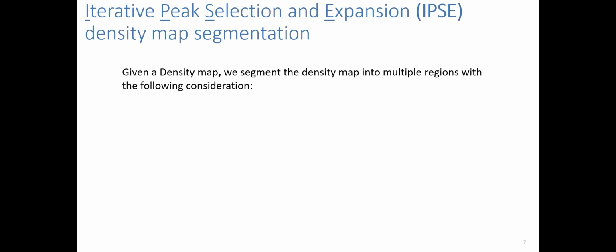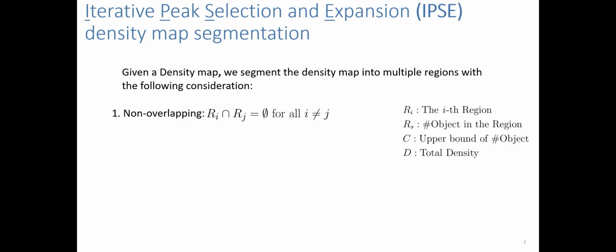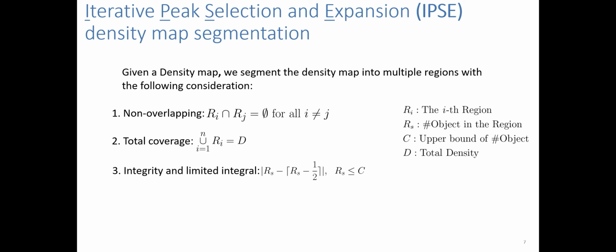We introduce iterative peak selection and expansion to segment density maps. The segmentation is guided by 4 key considerations. First, each region should be non-overlapping. Second, the regions should collectively cover the entire density map. Third, each region should maintain integrity and have a limited integral value. Finally, each region should be of moderate size.